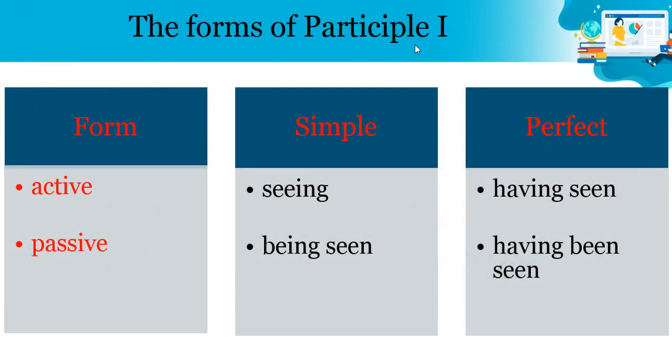Now look at the forms of participle 1. Here we have two forms, active and passive. In active simple, we use the verb with ing, seeing. But in passive simple, we use the word being and the verb 3, being seen. And now look at the perfect participle. Perfect active structure is having seen, and the passive perfect structure is having been seen.